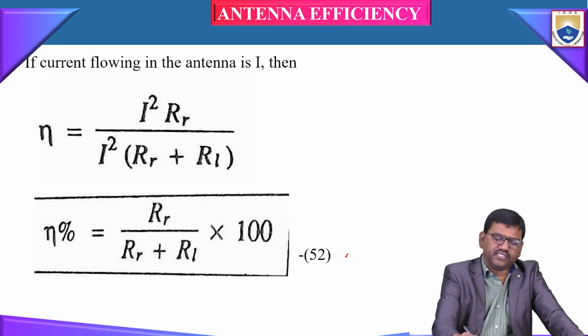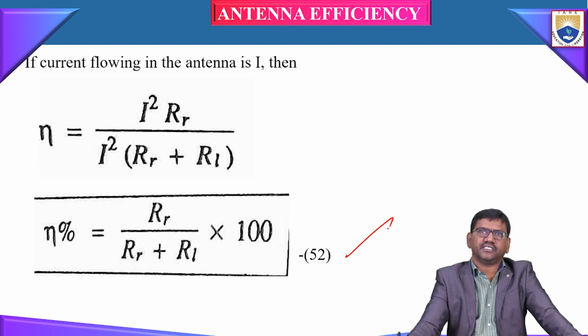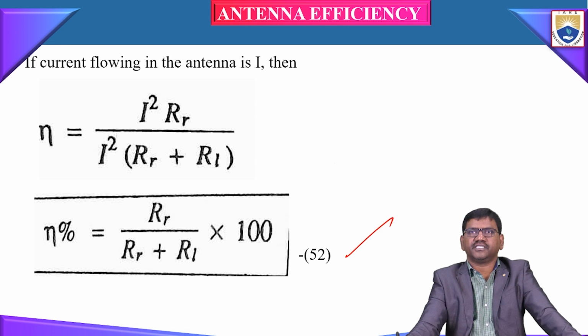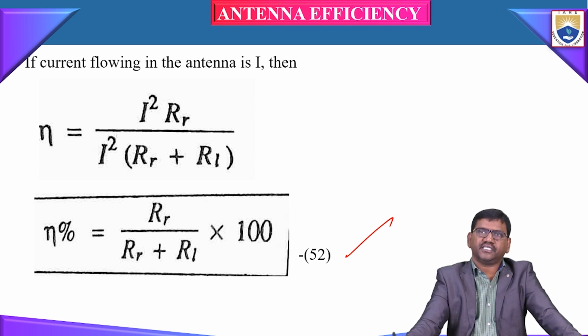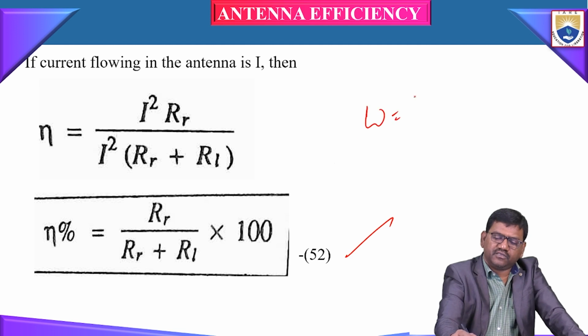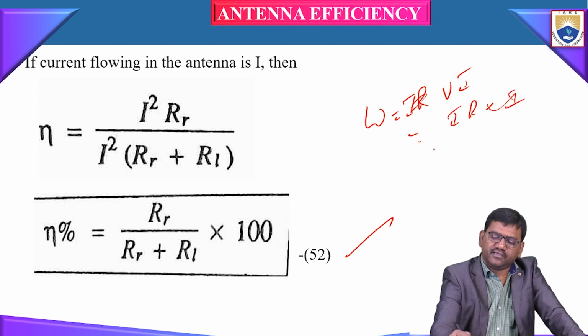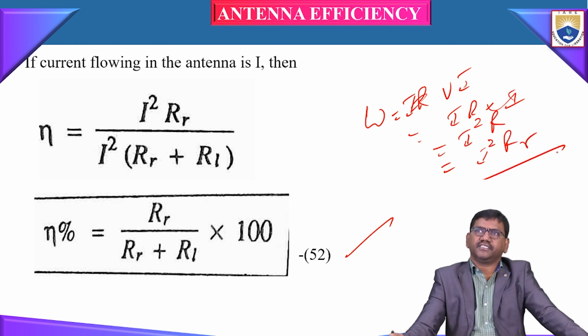We can also express this antenna efficiency in terms of radiation resistance, so RR by RR plus RL. Efficiency as a percentage we can measure as RR by RR plus RL. Why? Because W is equal to VI, V is equal to IR, so this is equal to I square R. Simply we can write it as I square RR, the radiation resistance.